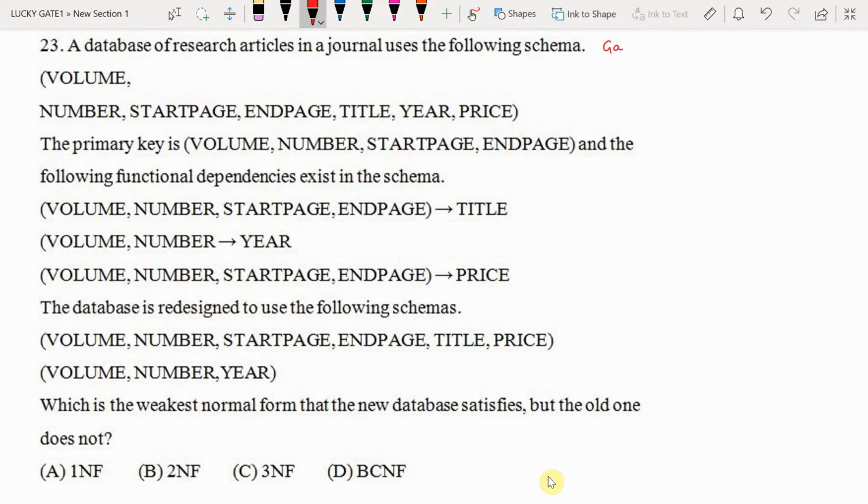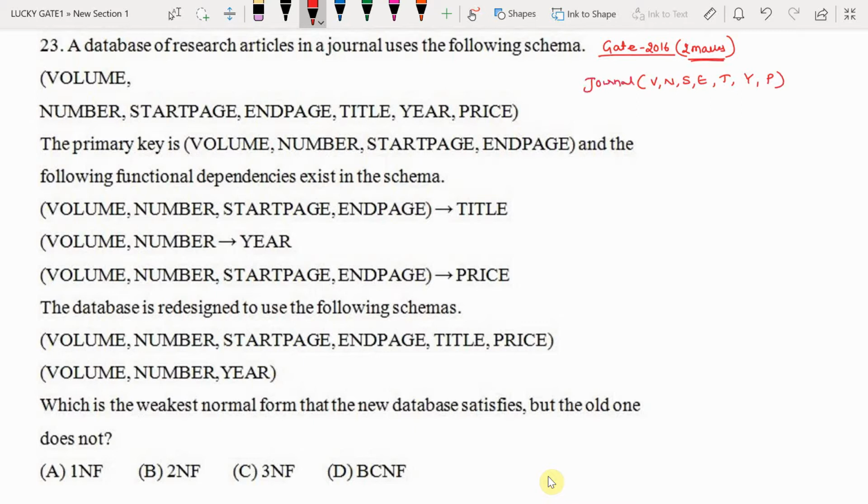This is a question asked in GATE 2016 from the subject Database Management System for 2 marks. Now coming to the question, a database of research articles in a journal uses the following schema. Now what is a schema here? We call volume, number, start page, end page, title, year and price. This is a schema of a journal.